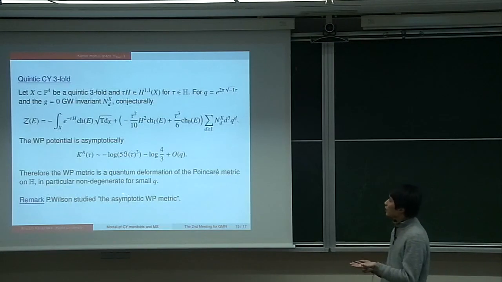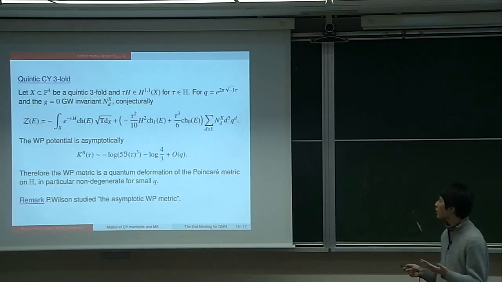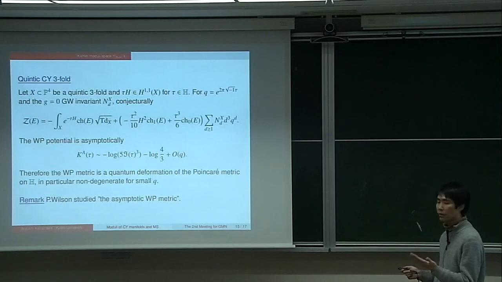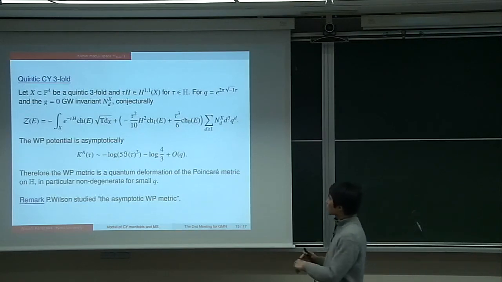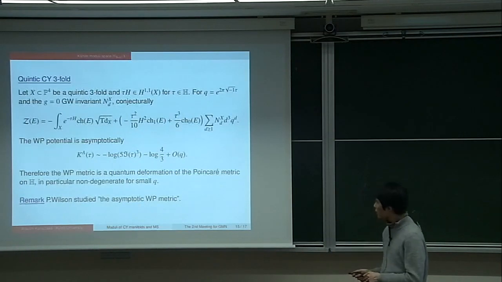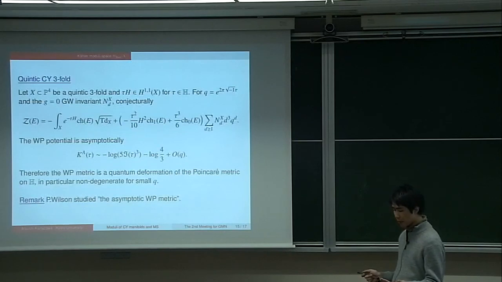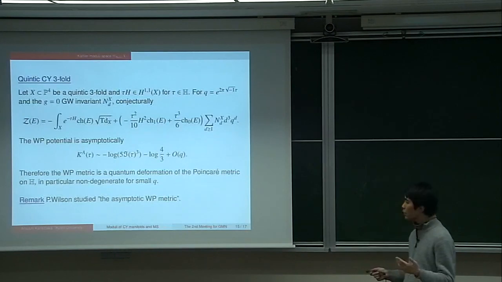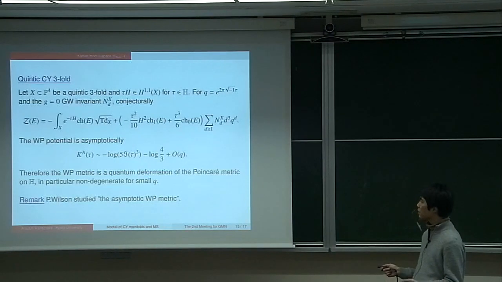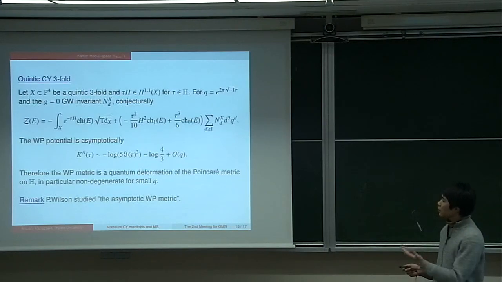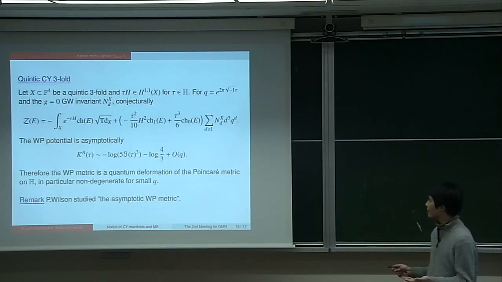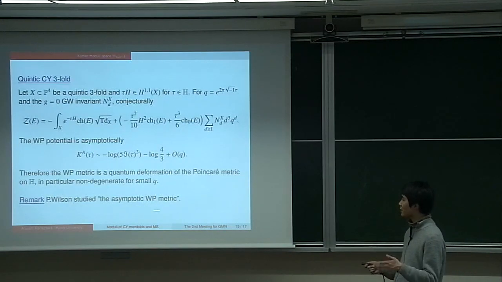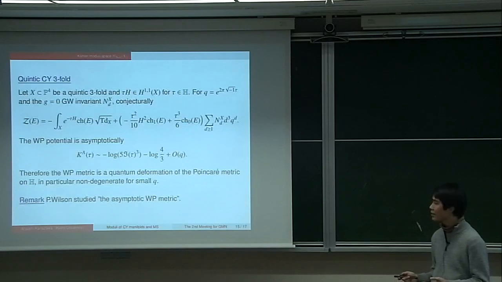And this is nothing but a sort of deformation of the Poincaré metric on the upper half plane, especially when q is sufficiently small, it's non-degenerate. Actually, the metric aspect of the Kähler moduli space was studied by Candelas and others before Bridgeland introduced the space of stability conditions. So they didn't know about Bridgeland, I mean, there's no way, but this research direction was initiated by them.